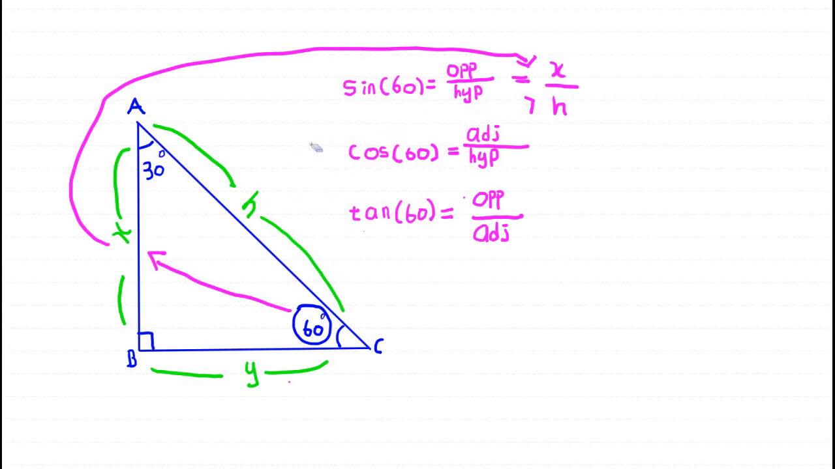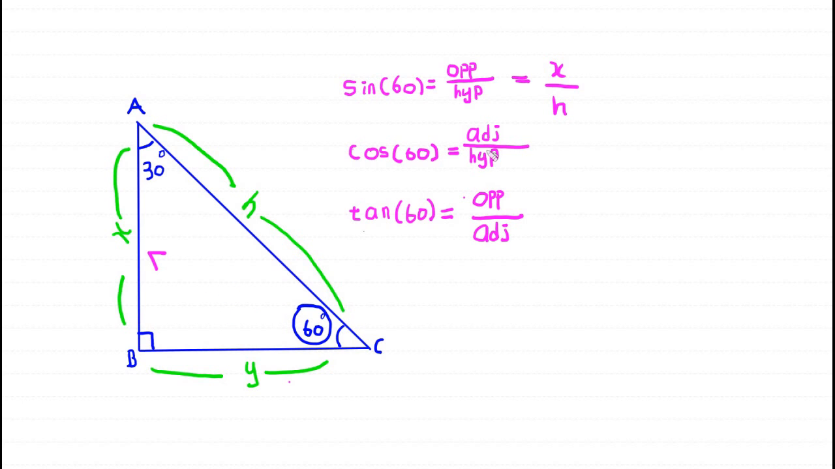And for cosine, cosine 60 is going to be adjacent over hypotenuse. And if you look at this 60 degrees, the adjacent side is right over here, which is y. So I'll write y here over hypotenuse, same thing, h.